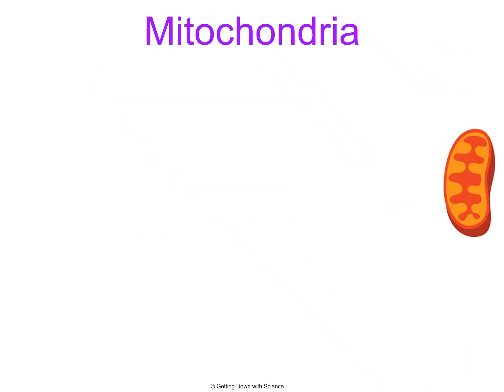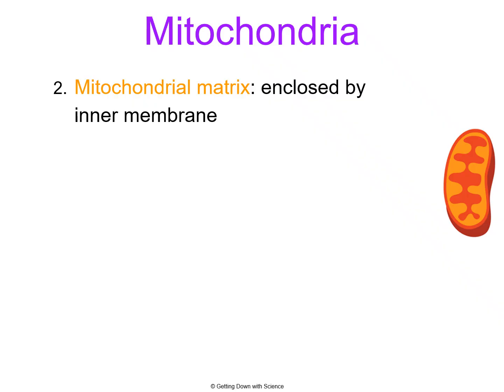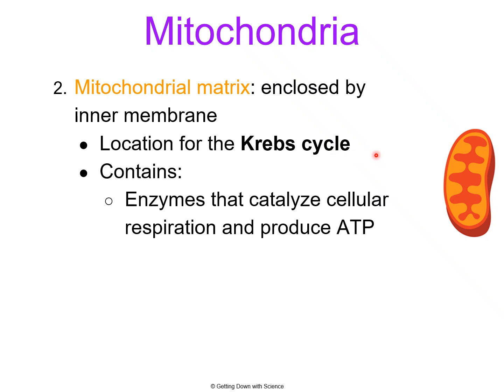Okay, so still on the mitochondria, describing unique functions. The mitochondria has a region that is enclosed by the inner membrane. So again, remember the inner membrane is the one that is folded. The inner membrane goes all the way around, and inside that folded inner membrane, this inner region right here is called the mitochondrial matrix. And that is where the Krebs cycle occurs. The mitochondrial matrix contains enzymes that catalyze cellular respiration and also produces ATP. Very important things.